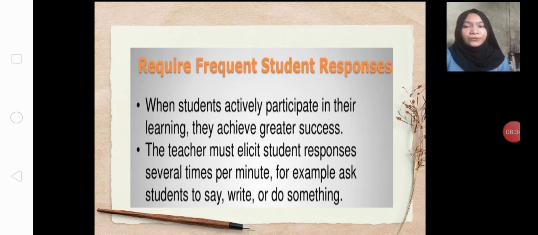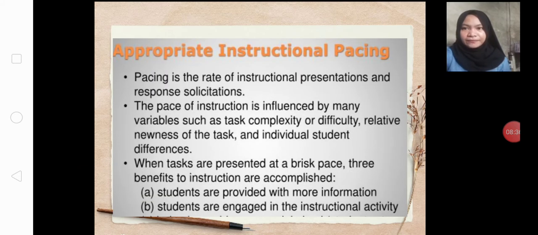So, it is really required the student response. Okay, so upward instructional pacing. First, pacing is the rate of instructional presentations and response solicitation. The pace of instruction is influenced by many variables such as task complexity or difficulty, relative newness of the task, and individual students. When a task is presented at a brisk pace, there are benefits to instruction.